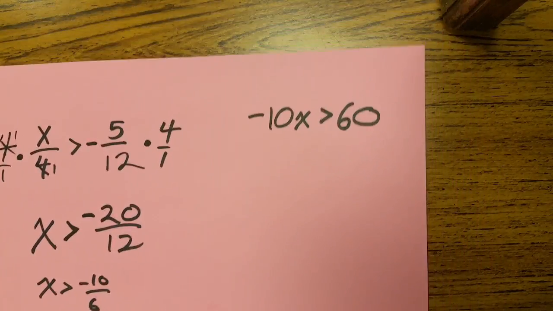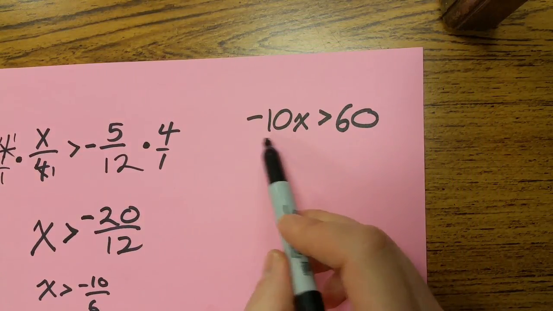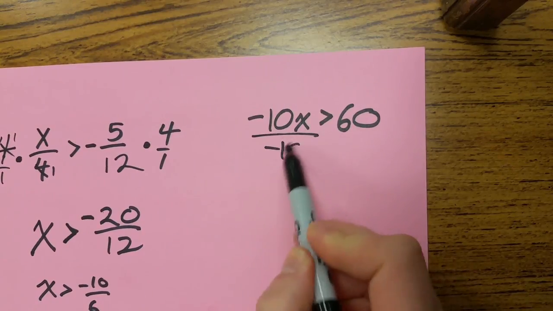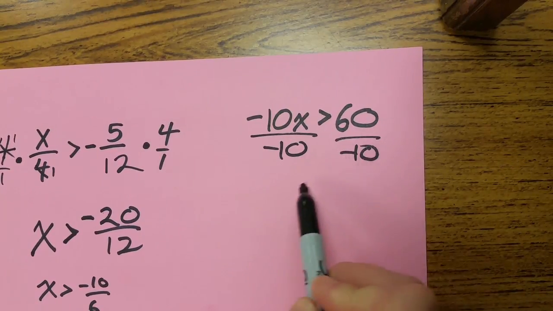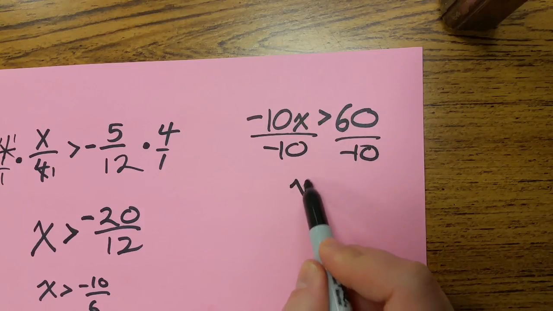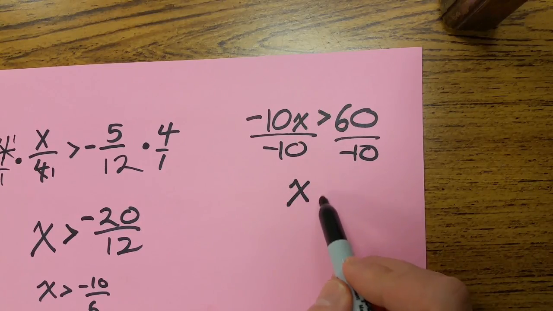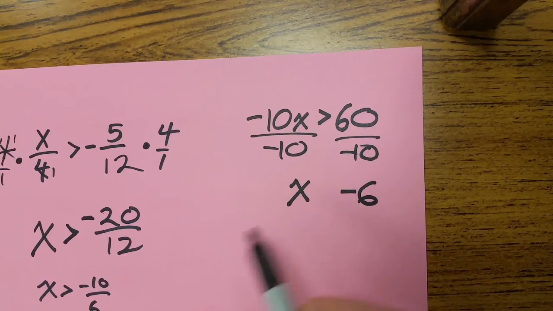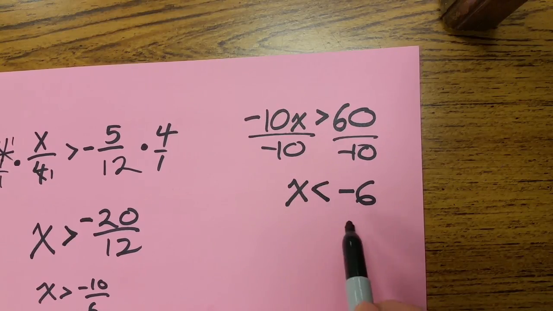Let's look at this one. Negative 10 times x is then greater than 60. Let's divide by negative 10. This is x. This is all that's left. And over here is negative 6. And ask yourself, did you divide or multiply by a negative? Yes, we did. So now the relationship is switched. Now x is less than negative 6.